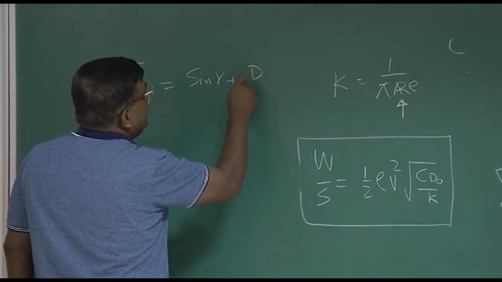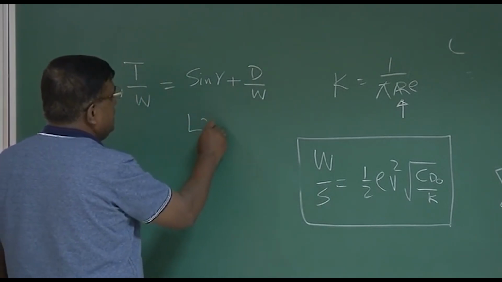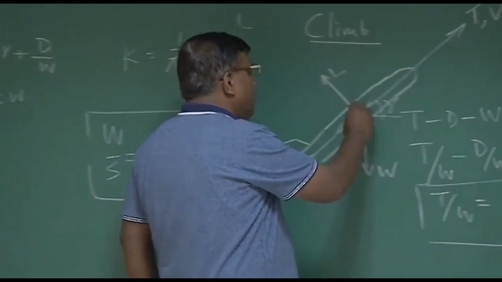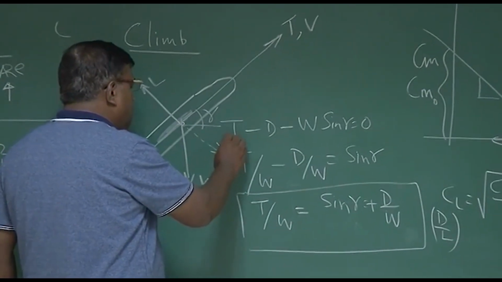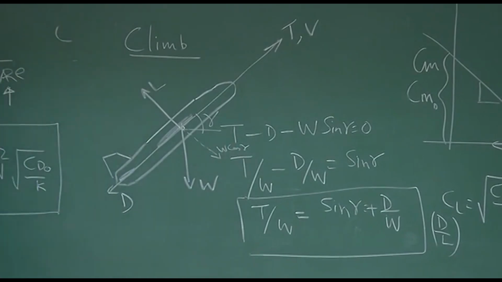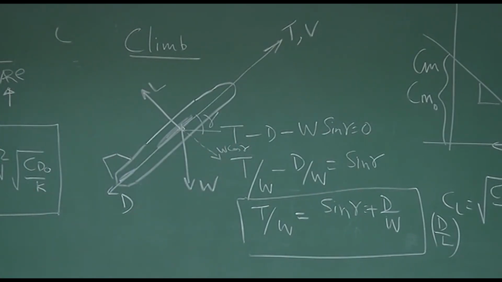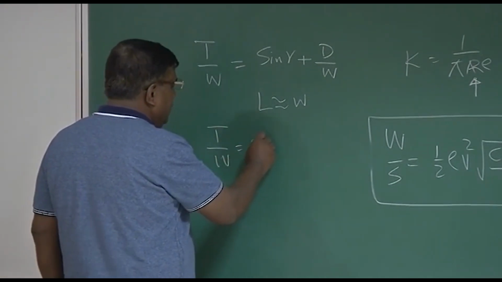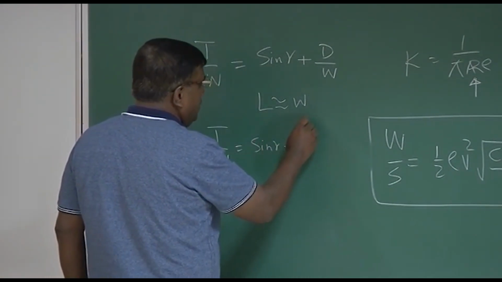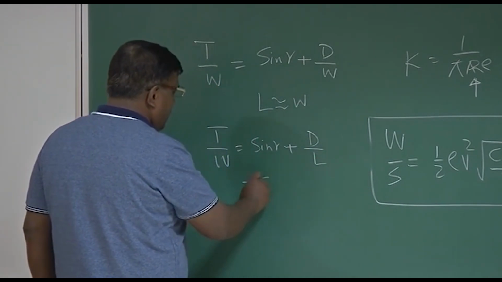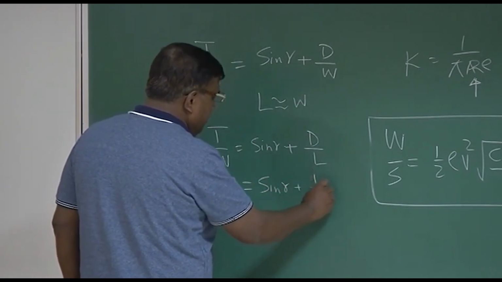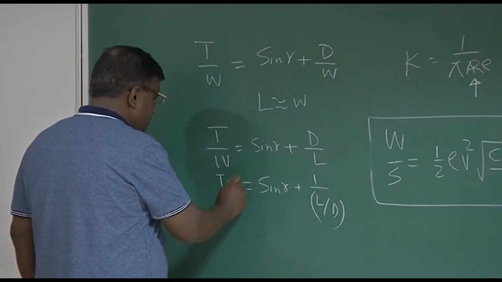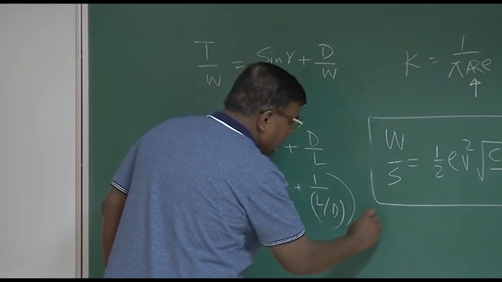plus D by W, and if I assume L is roughly equal to weight during climb, please understand, lift is not equal to weight, lift is actually equal to W cos gamma. Since gamma is small, I am taking this approximation. As a designer, I always do that. If I do this, then I get T by W is equal to sine gamma plus D by L, or this is equal to sine gamma plus 1 by L by D. This is during climb.